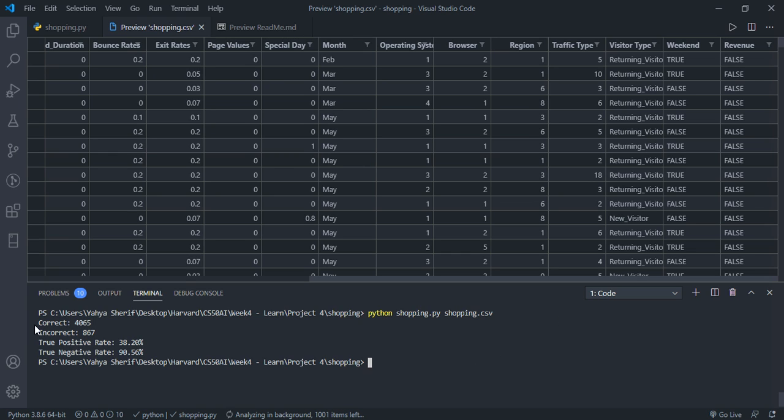So yep, here we have it. We're going to calculate first off how many we got correct and how many we got false, and we'll see that we got a pretty good chunk of them correctly. And then we're calculating the true positive rate and the true negative rate.